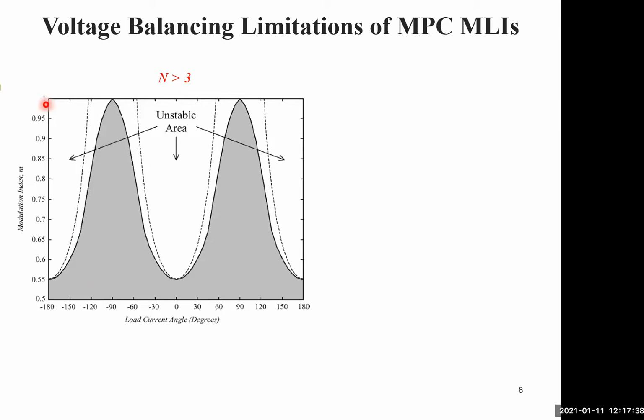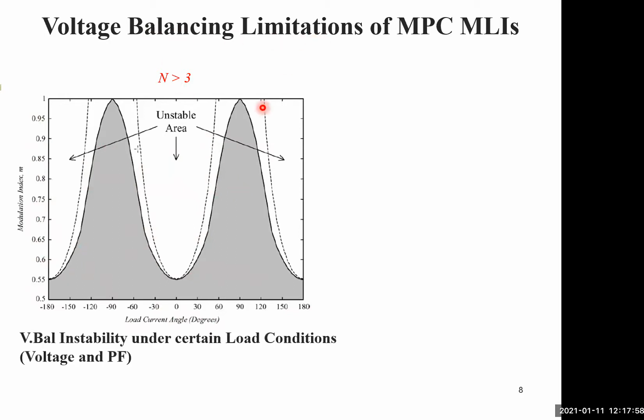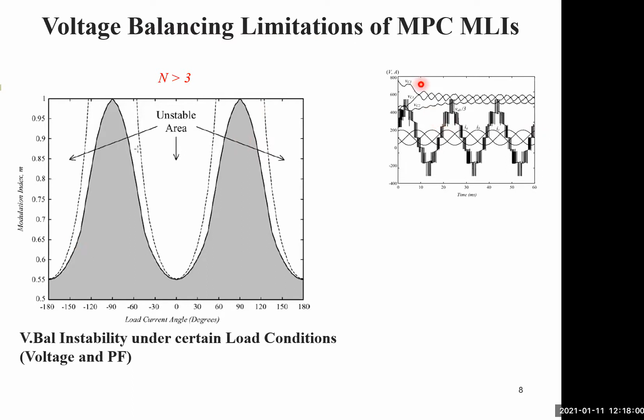And by load condition, you can see here, this is the load current. So the load power factor and the fundamental component of the output voltage of MLI, some of their combinations may produce unstable areas in which you cannot maintain a proper voltage balancing. So here's an example of a 4-level inverter.